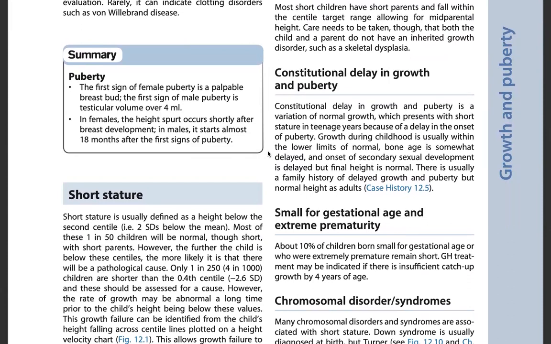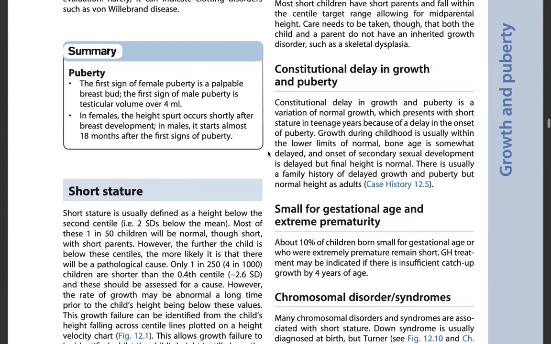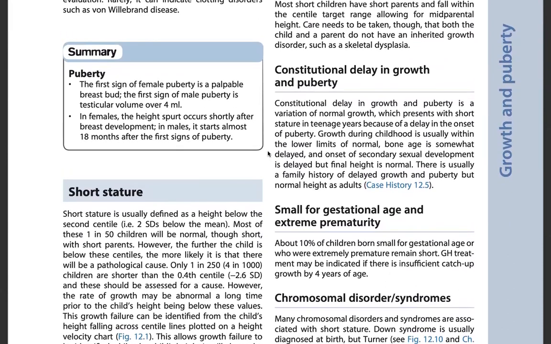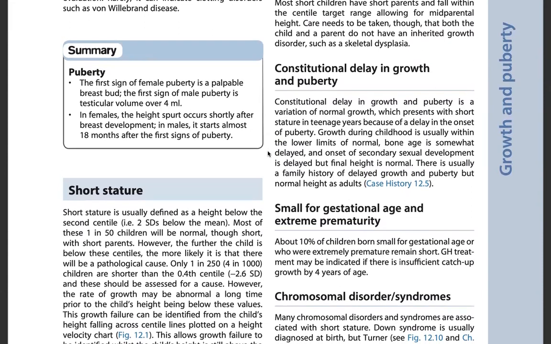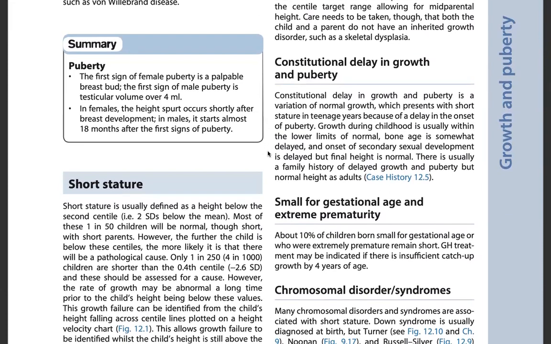Care needs to be taken, though, that both the child and parent do not have inherited growth disorders such as skeletal dysplasia. Constitutional delay in growth and puberty is a variation of normal growth which presents with short stature in teenage years because of a delay in the onset of puberty. Growth during childhood is usually within the lower limits of normal. Bone age is somewhat delayed, and onset of secondary sexual development is delayed, but final height is normal. There is usually a family history of delayed growth and puberty, but normal height as adults.